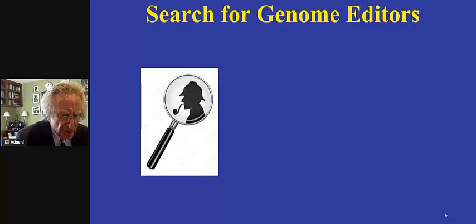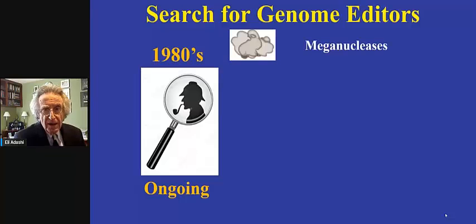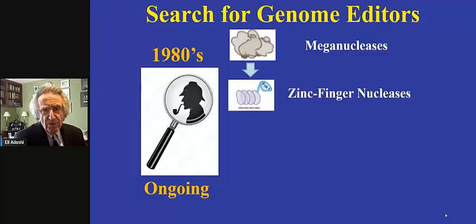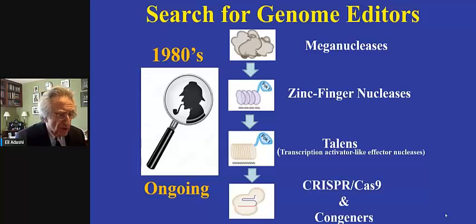By way of brief history, I should note that the search for a genome editor has been underway for some time, and for that matter is still ongoing. At some point, we were dealing with so-called meganucleases, before too long with zinc finger nucleases, eventually with so-called TALENs, or transcription activator-like effector nucleases. And then, of course, beginning in 2012, we were introduced to CRISPR-Cas9 and its congeners.